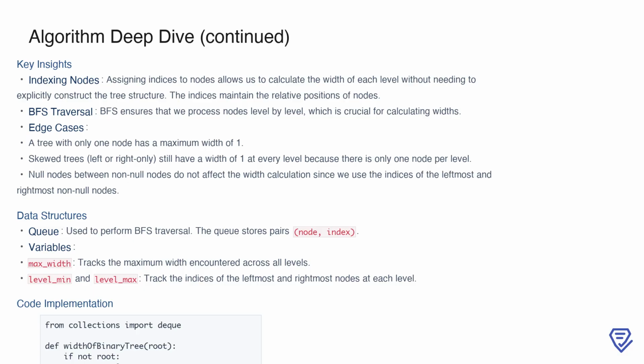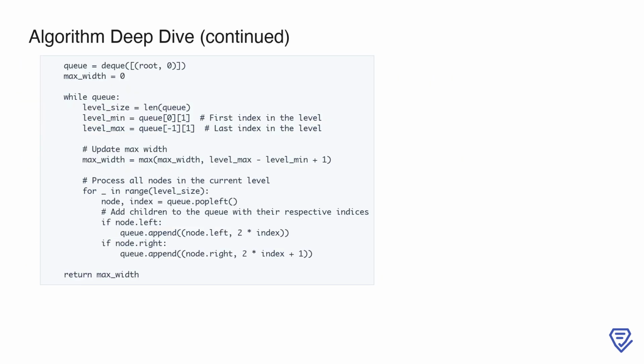To implement this, we use a queue to manage the BFS traversal, and variables like max_width, level_min, and level_max to track the necessary information during the process. Here, we have the Python implementation of the algorithm. After initializing the queue with the root node and an index of 0, we set max_width to 0.